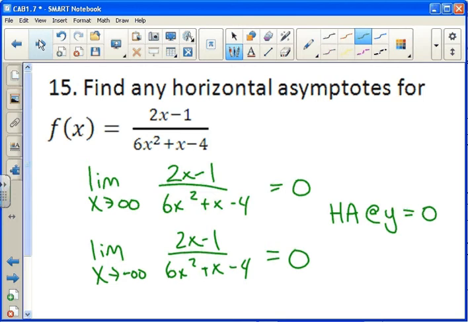But there will be times where you may get different ones. A lot of times they're the same, but sometimes they're not, so it's good to check both sides.